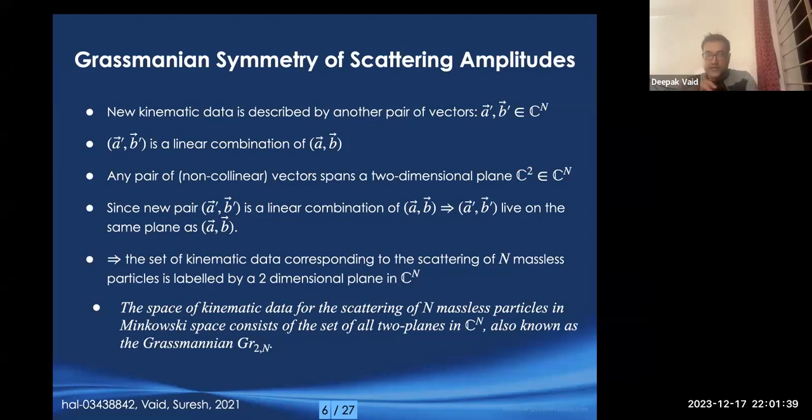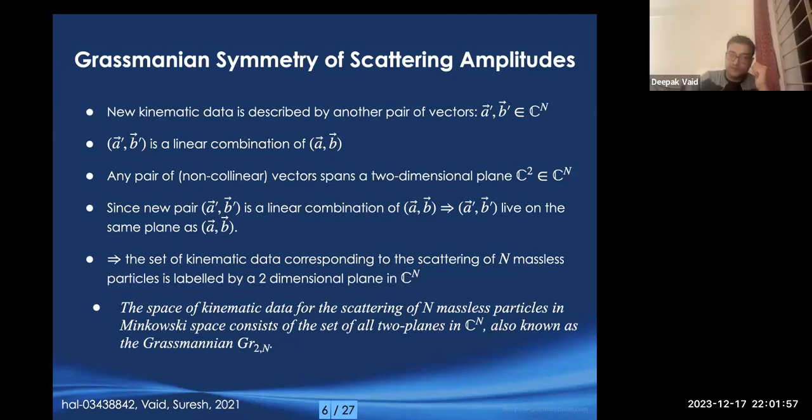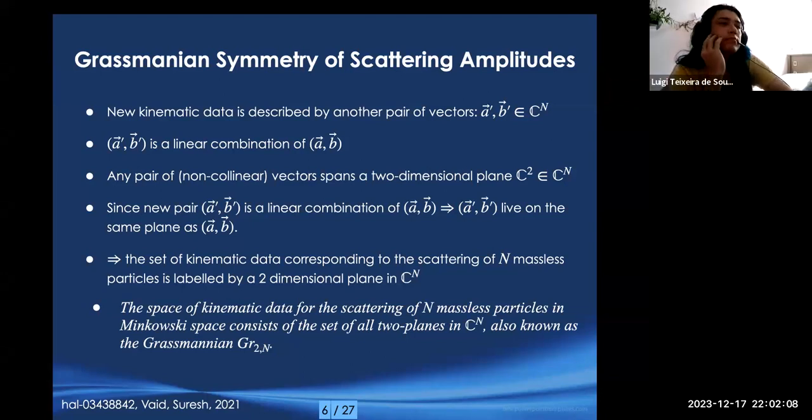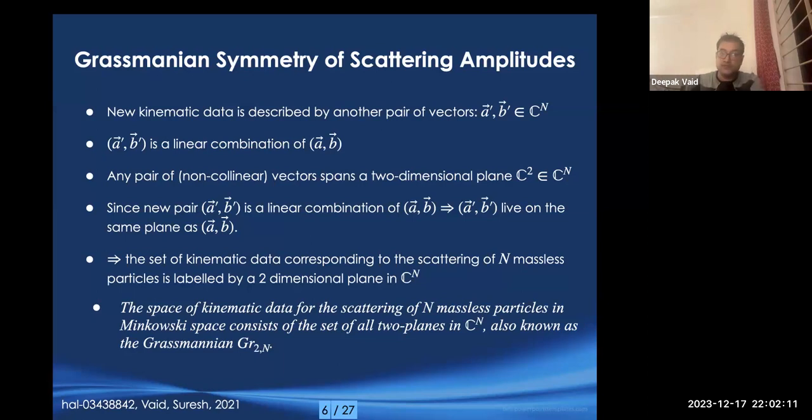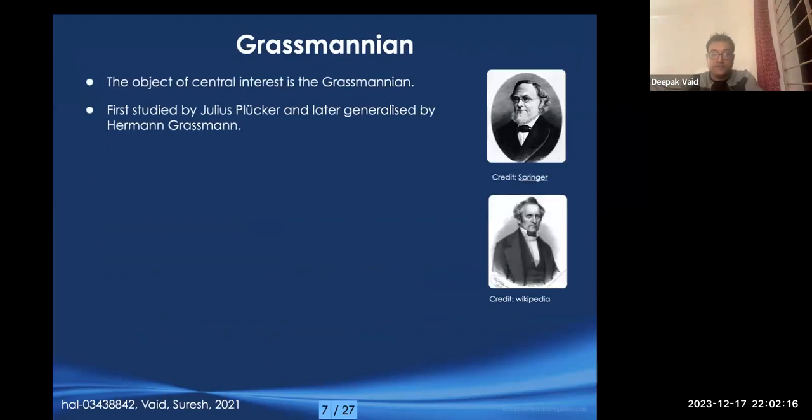And you can take this n-dimensional vector space, and consider the set of all k-dimensional subspaces of that n-dimensional vector space. That's the Grassmannian. So if you have Gr(1,n), for instance, it corresponds to the set of all the lines passing through the origin. Gr(2,n) is the set of all the planes passing through the origin.